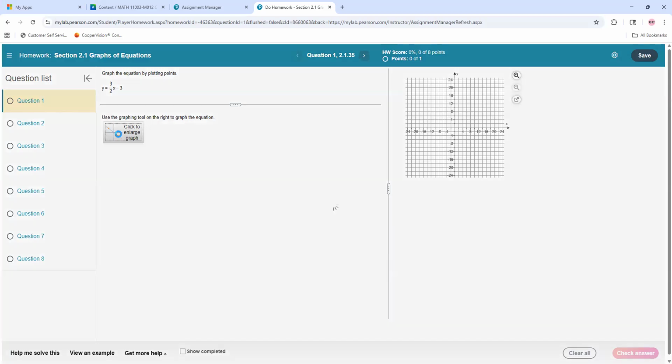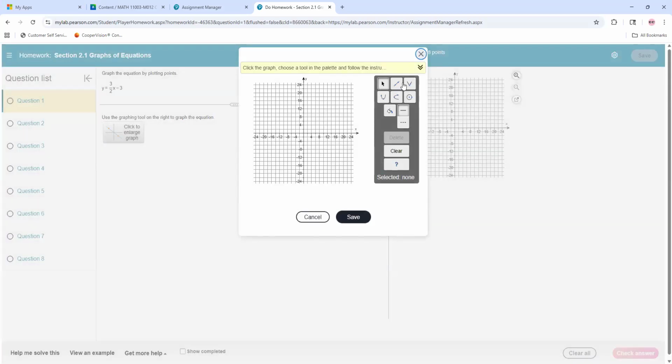So on this one, I would click the enlarge graph. You're going to use the 2-point line tool up here. The second one up there, I'm going to highlight it. And then you come over here and graph your points. So 0, -3. Y'all see the little yellow band? If you look in the right side of that yellow band, it'll show the point as you put it. So right now I'm at 0, 0, so I need to go down 3. So there's my 0, -3.